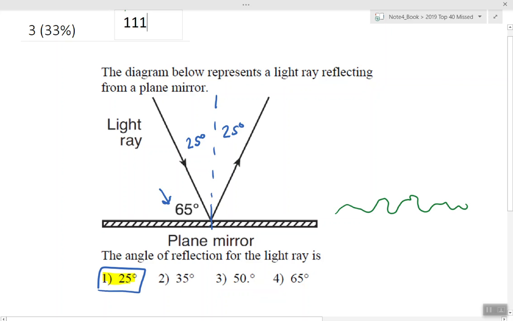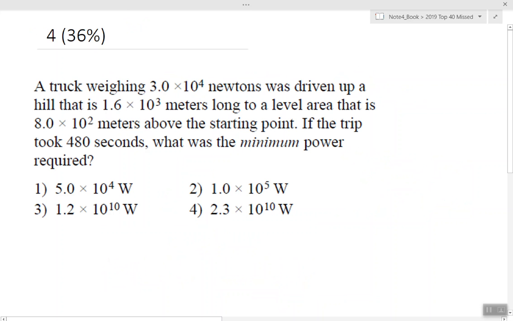Have not seen a question about this word since pre-2002, but if you have a bumpy surface, that means the rays are going to reflect at different directions. That's called diffuse reflection versus regular reflection over here. Question 4.